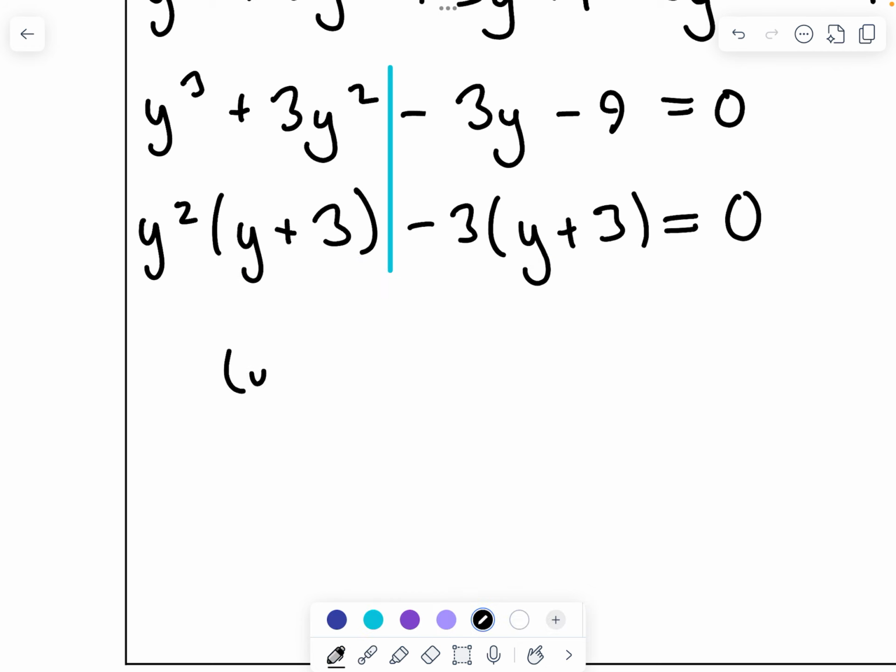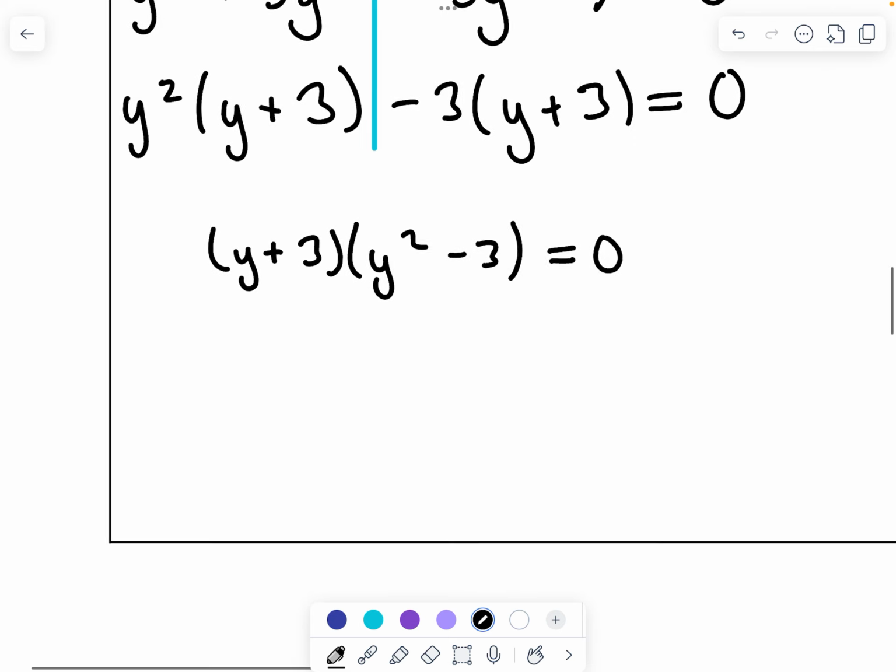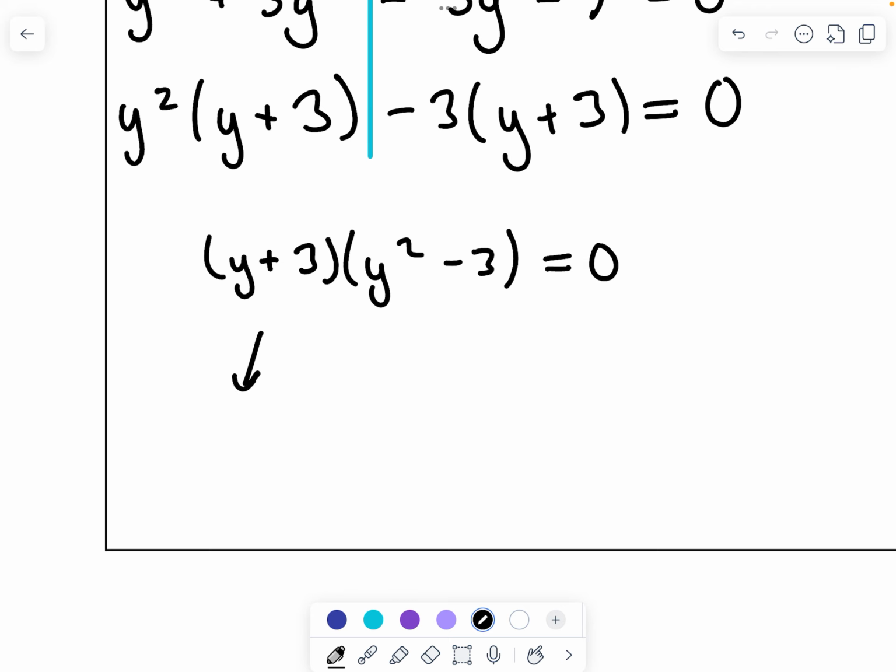We pull out that y plus 3, and that leaves behind y squared minus 3 equals 0. And I'm trusting you're familiar with this. This gives us a solution of y equals negative 3. And this gives us two solutions of plus or minus root 3. So we do have a couple irrational solutions, but okay, great. It feels like we're actually getting somewhere with this.